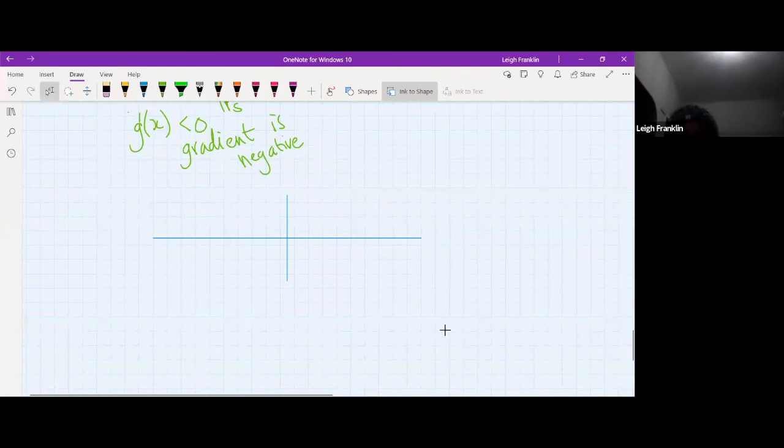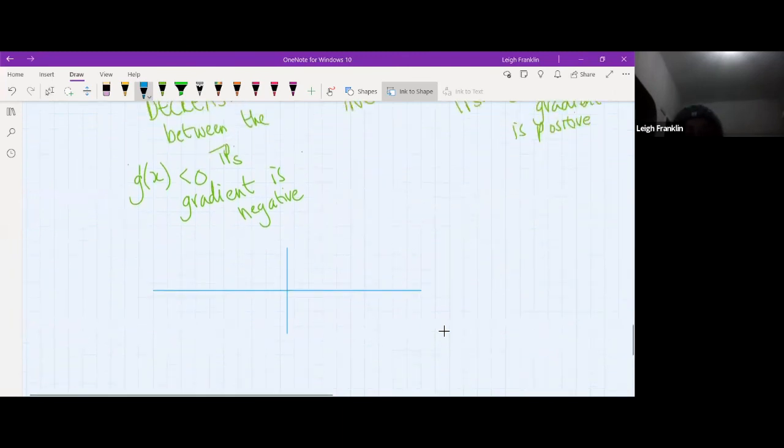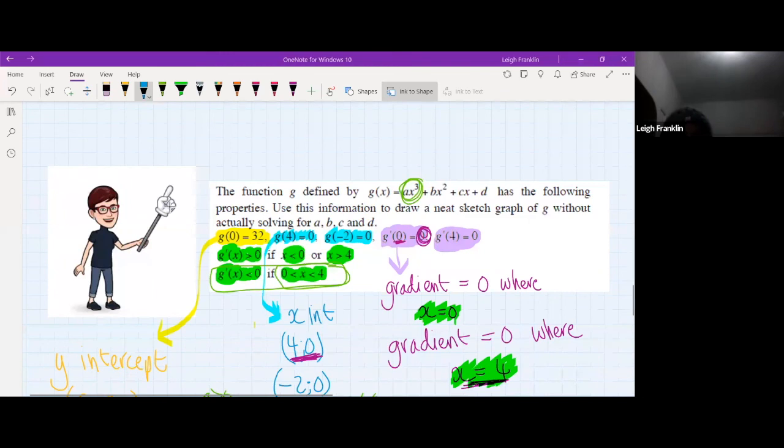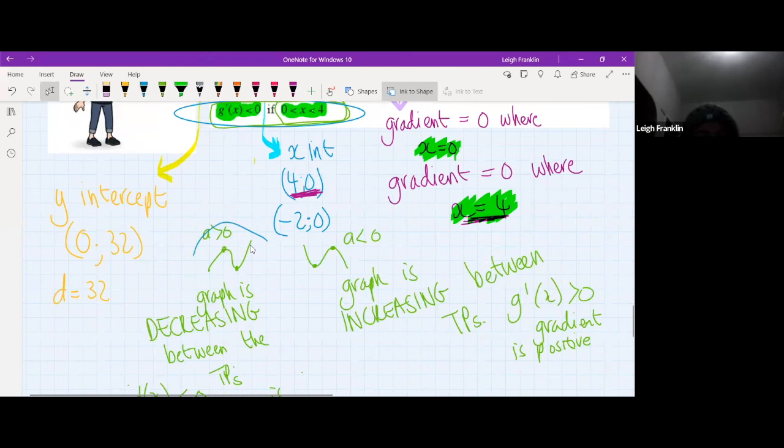Okay. So what is this graph going to look like? Oh, Tendai, absolutely. Okay, so the reason that the graph is going to be concave down and then concave up is because over here it is decreasing between its turning points. Okay, so that's why it's concave down and then concave up. So it looks like this one over here. Okay, it's decreasing between the turning points. Okay, gradient is negative between the turning points.